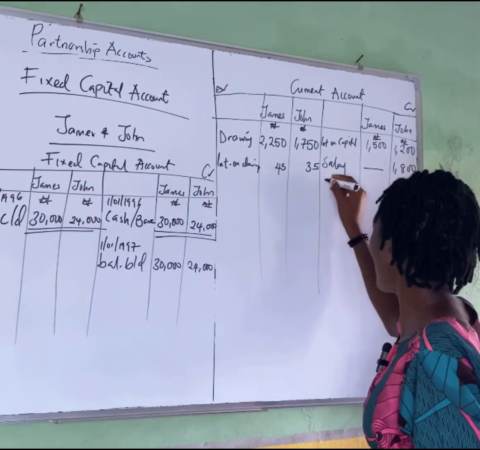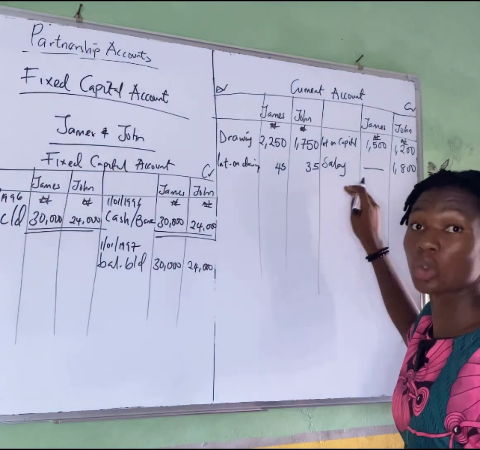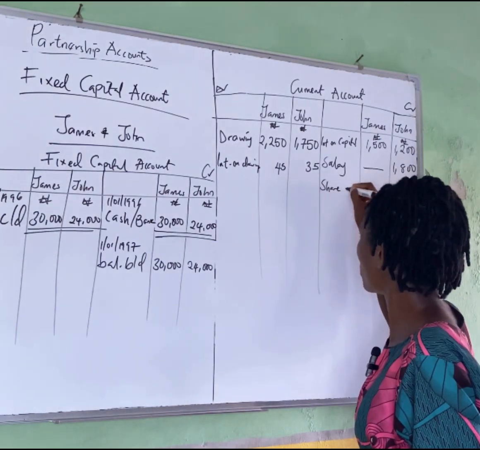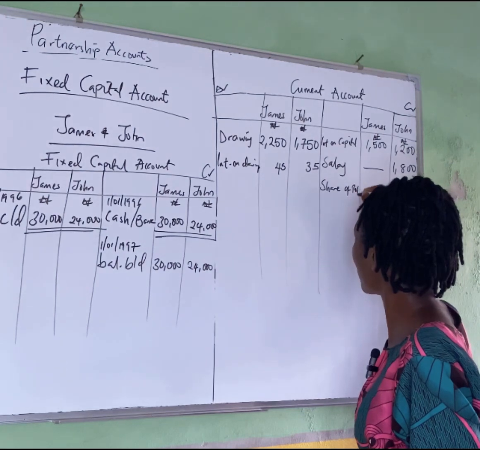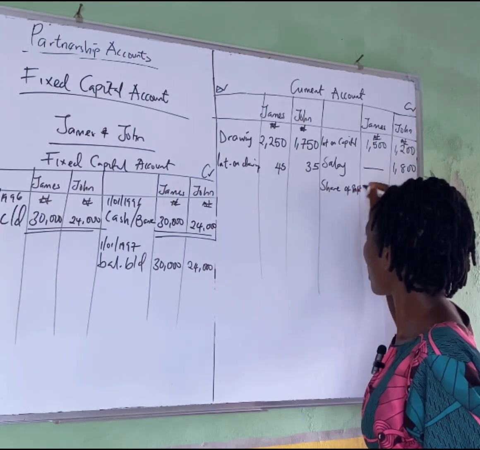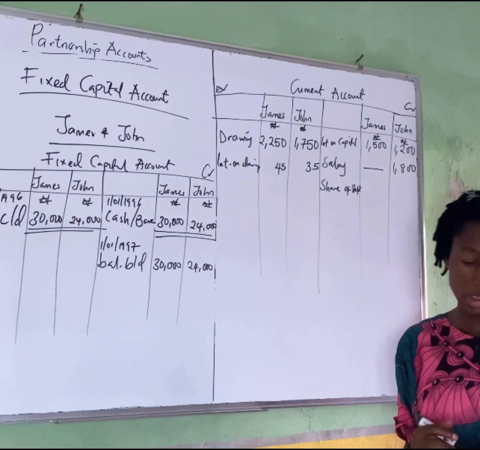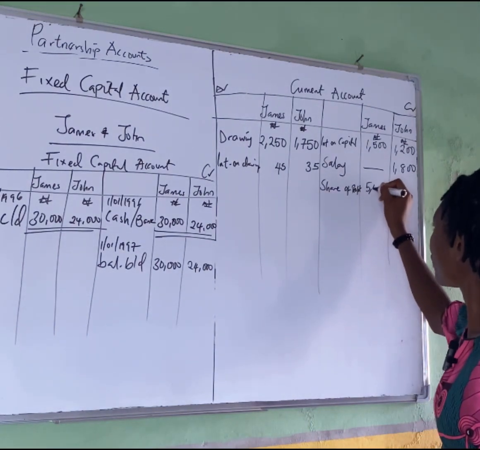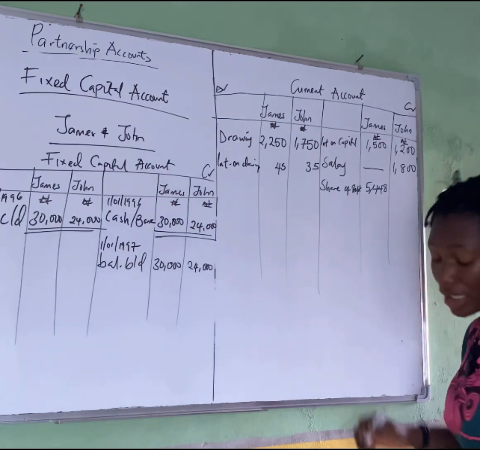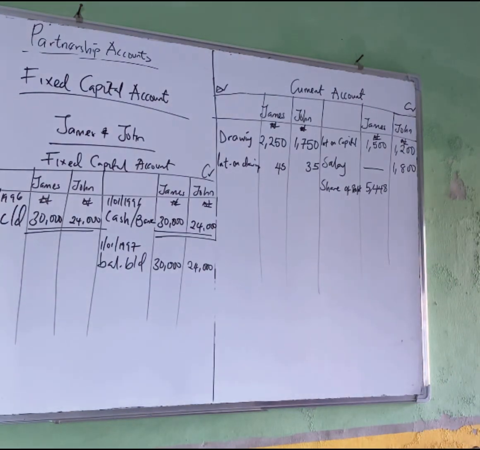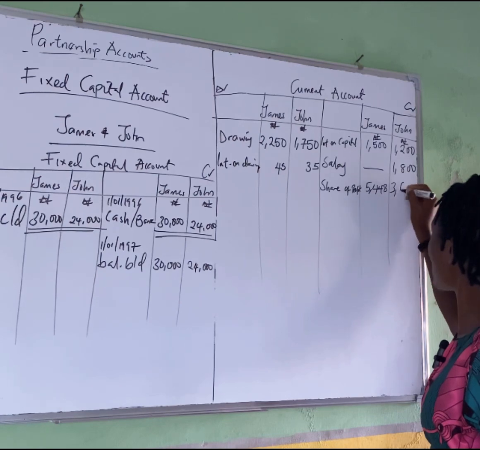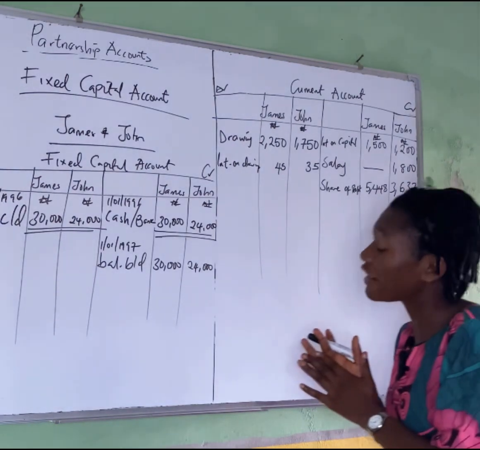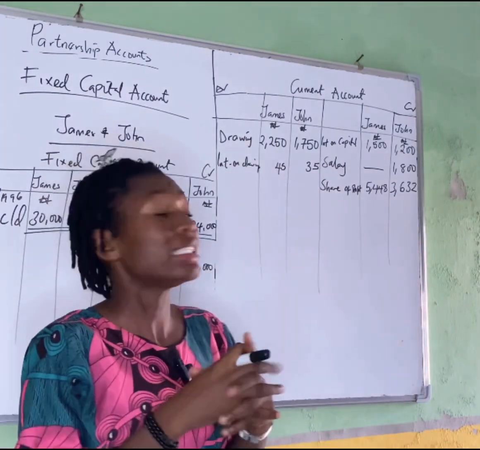And then lastly, since there was no interest on loan, next we'll be bringing in how our profit was shared, the share of profit among the partners. For James, we have 5,448 naira, and for John, we have 3,632 naira. So this is every other factor that will be affecting the capital account.